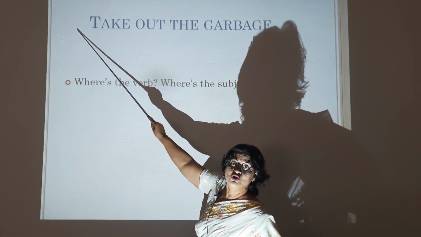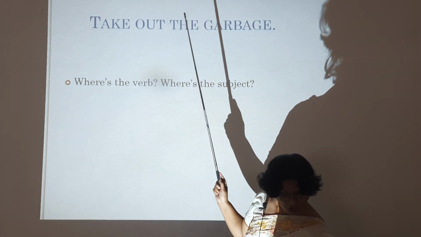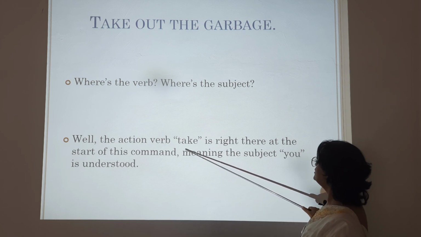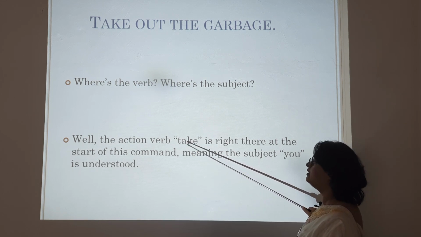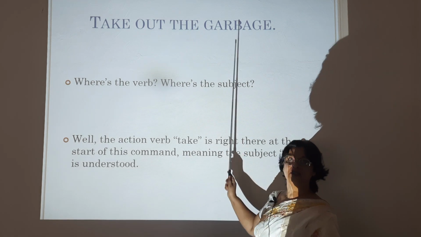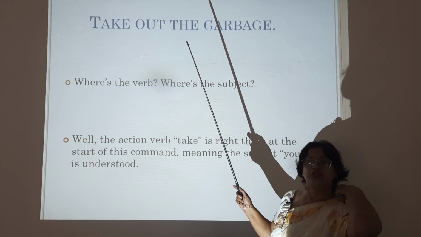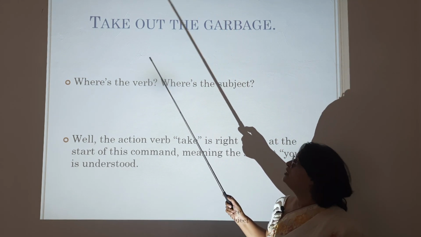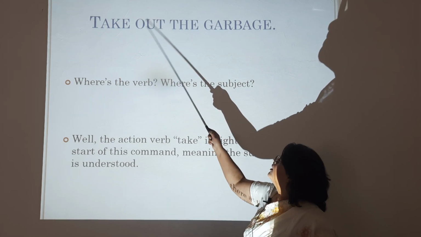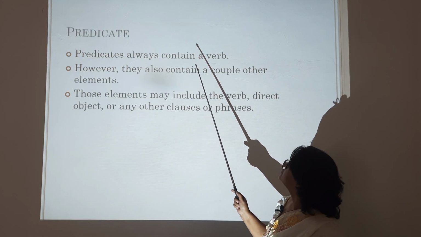form. So you should know that you take out the garbage. You is understood in this kind of sentence. See, the action verb is take and then you is understood. This is a command, a kind of sentence called a command. In this command, it's not necessarily that you use the word you. It is quite understood. What is the subject here? You. Take out the garbage is the predicate.